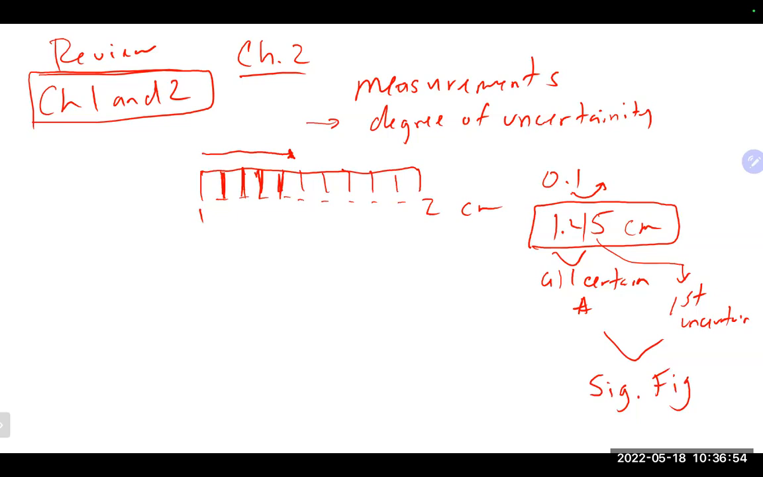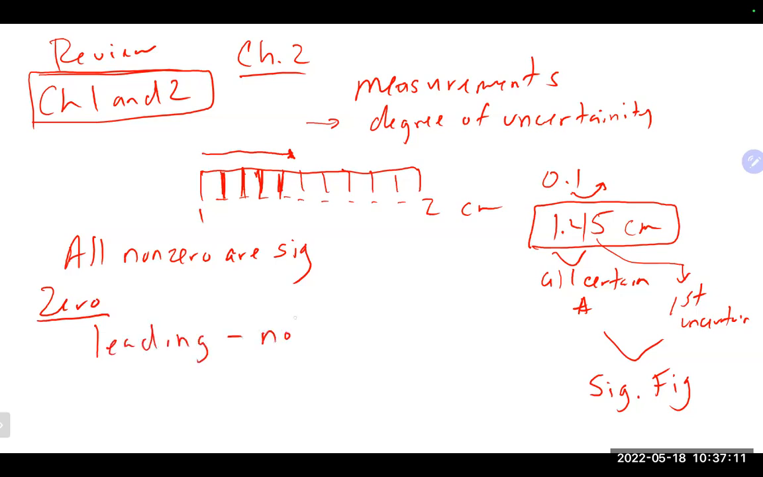We also talked about how to count significant figures. All non-zeros are significant. When we talk about zeros, there are a few different types. Any leading zero is not significant, so anything like 0.0001111, all those zeros are not significant. A reminder: we don't start counting until we hit the first significant figure.